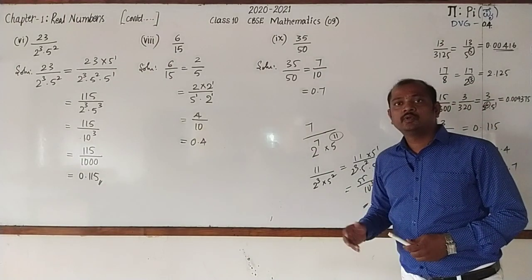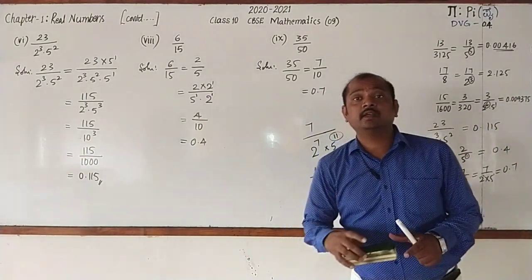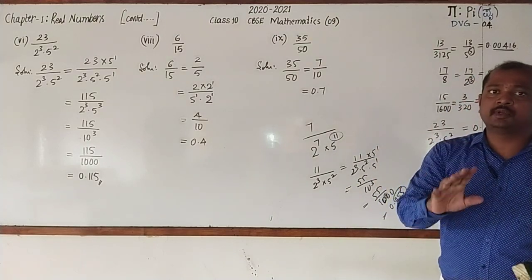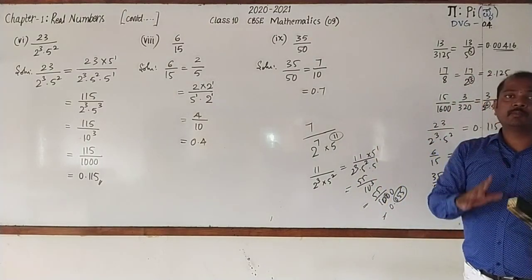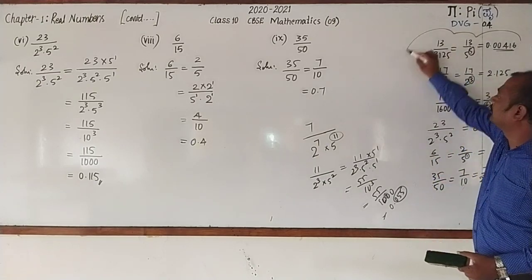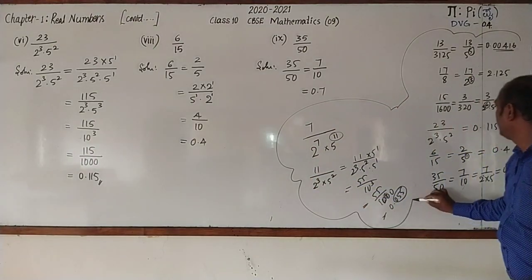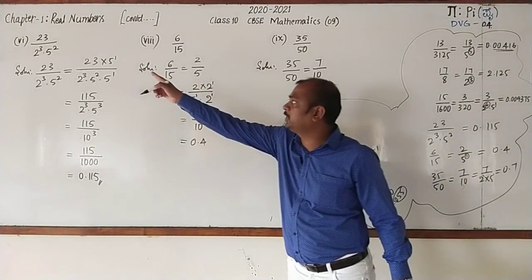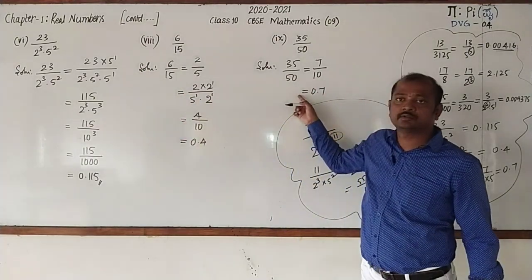This is how we can decide after how many digits the decimal expansion of a given number terminates. So do remember this concept. Okay. Now you are going to copy from there to here. Copy that.